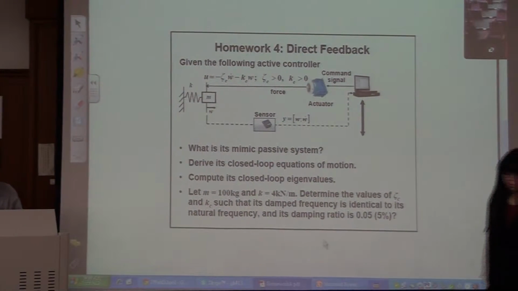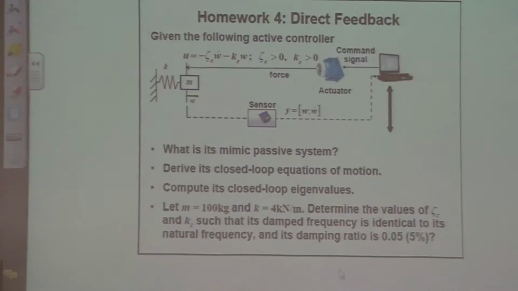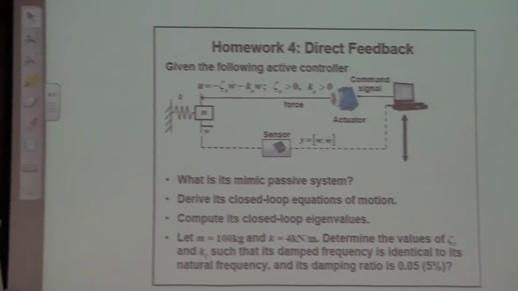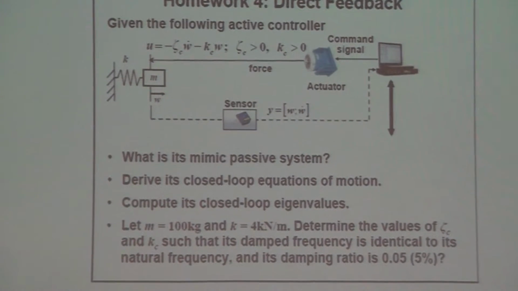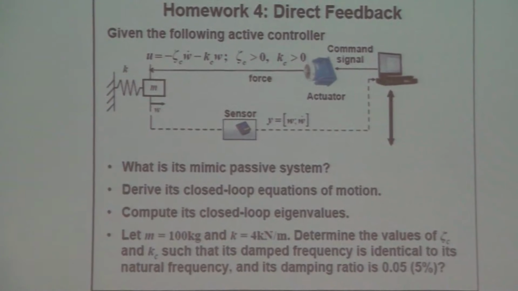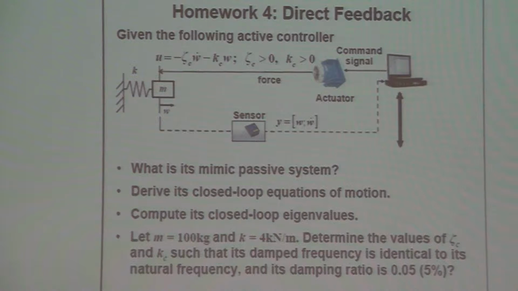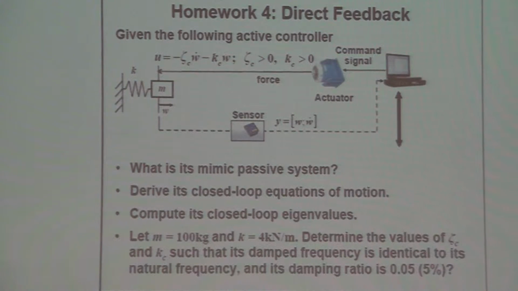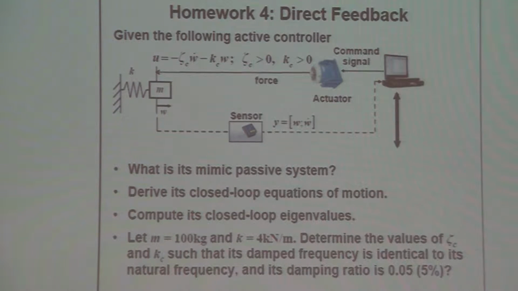Again, as usual, let me explain a little bit about this week's homework. This week's homework is simpler than other weeks because I just ask you about a direct feedback system, and I want you to draw a passive system that mimics the active system. That's all. This is a very simple problem.